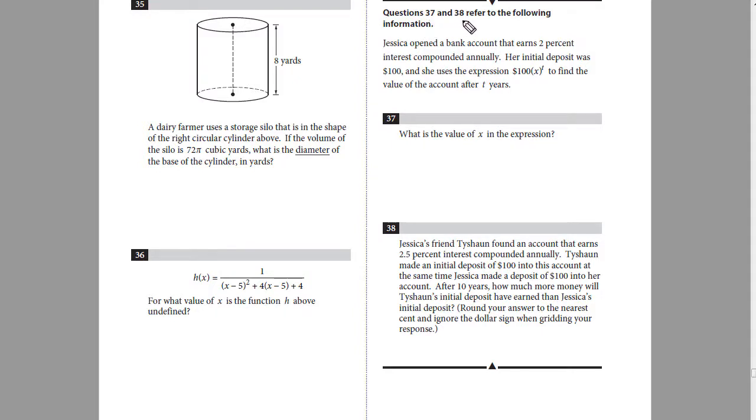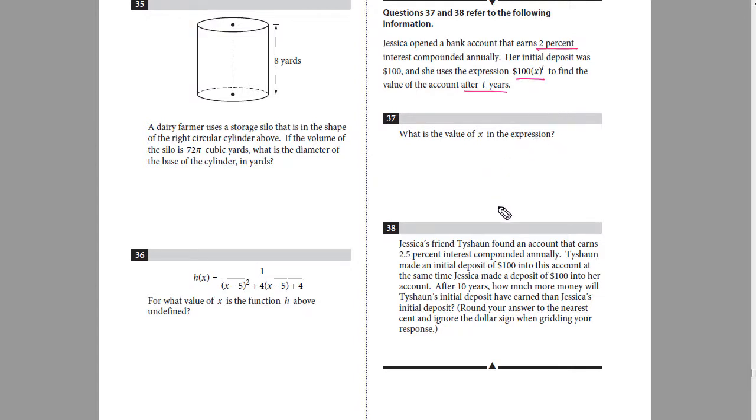Question 37 and 38 refer to the following information. So we have to do now question number 37. Jessica opened a bank account that earns 2% interest compounded annually. Her initial deposit was $100 and she uses the expression 100 times x to the power of t to find the value of the account after t years. What is the value of x in the expression?